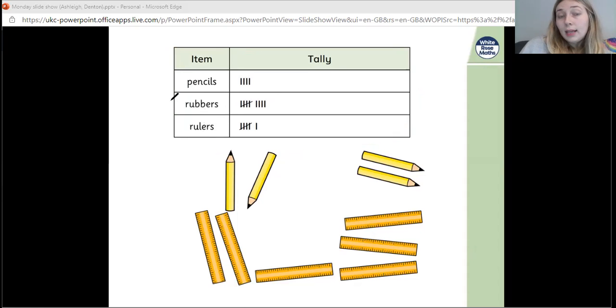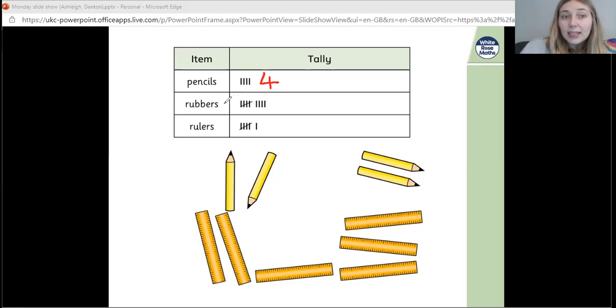Now the teacher has done a tally chart to find out how many of these 3 items they had in the classroom. So let's have a look at the pencils, for example. And we have some pictures down here. Let's have a look at the tally. So let's count our tally marks. Let's count together. 1, 2, 3, 4. Fabulous. So I'm going to write a 4 there, because I can see on my tally marks 1, 2, 3, 4 that there are 4 pencils.